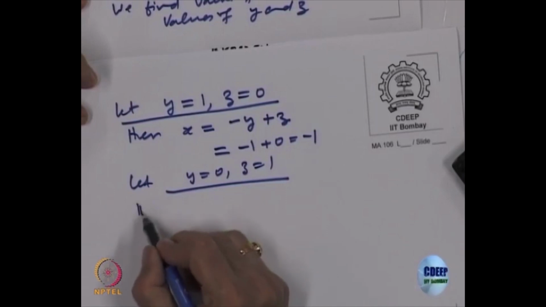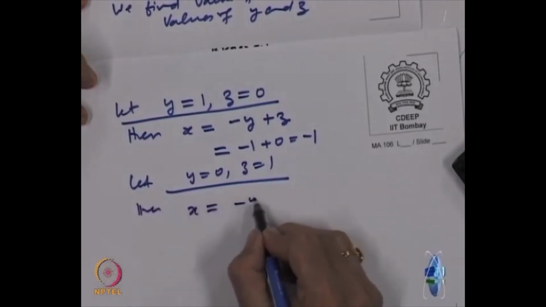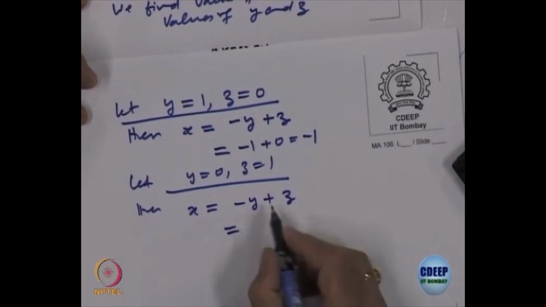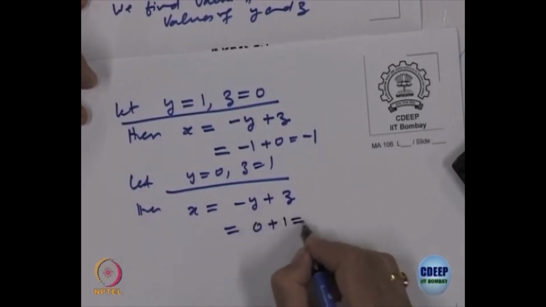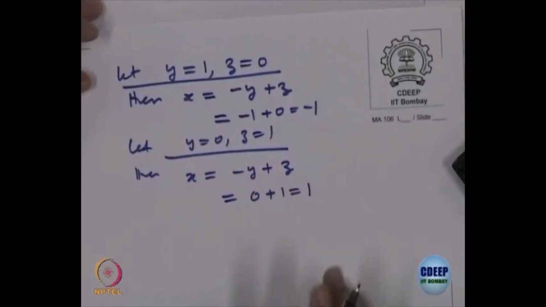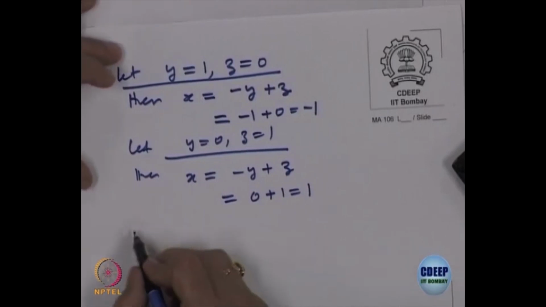Then what is x equal to? That is minus y plus z, which is equal to 0 plus 1, that is equal to 1. So, I got two solutions.